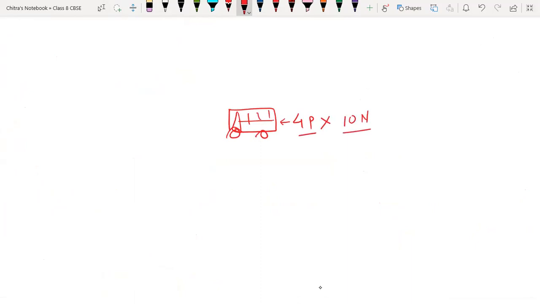So 4 persons with 10 Newton each will be a total force of 40 Newton, right? Total force will be 40 Newton. And consider that the 40 Newton of force applied on the bus is sufficient to push that bus in this particular direction. But suppose one person is applying force in this direction, and suppose that 10 Newton of force is applied by that person, so that force is going to cancel. Total force is 40 Newton, is it or not?